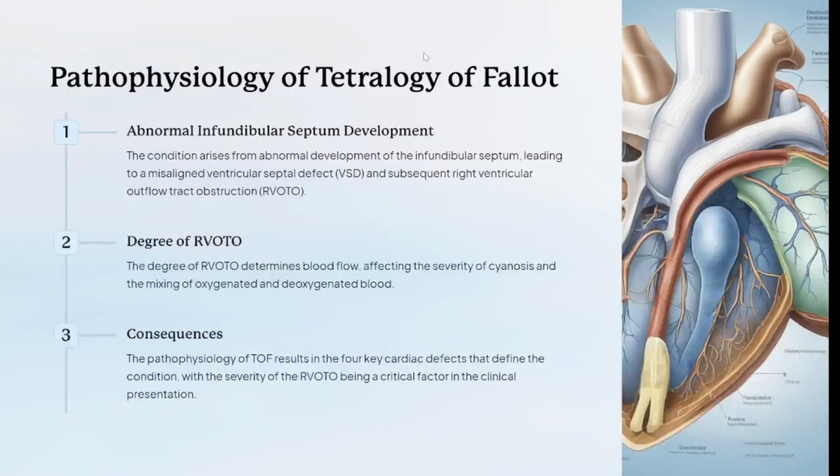Pathophysiology. The condition arises from abnormal development of the infundibular septum, leading to a misaligned VSD and subsequent right ventricular outflow tract obstruction, RVOTO. The degree of RVOTO determines blood flow, affecting the severity of cyanosis and the mixing of oxygenated and deoxygenated blood. Clinical presentation. Symptoms range from mild to severe cyanosis, influenced by RVOTO severity. Severe cases may present with TET spells, acute hypercyanotic episodes triggered by stress or exertion. Cardiac examination may reveal a harsh systolic ejection murmur, a single S2, and signs of right ventricular heave.